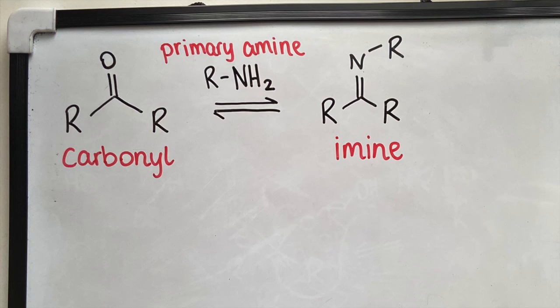We've spent some time looking at reactions between carbonyl compounds and alcohols. Now we're going to look at the reaction between a carbonyl compound and a primary amine. This type of reaction results in the formation of an imine. Let's take a look at the mechanism.